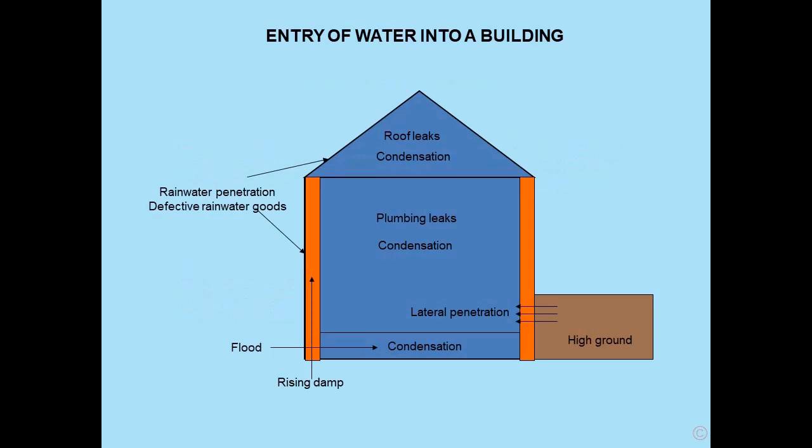How does water get into a house and where? Very commonly: roof leaks, condensation, plumbing leaks, condensation in the main part of the property, lateral water penetration from high ground levels, flooding, subfloor condensation, rising damp, defective rainwater goods, rainwater penetration from the outer fabric of the building. Indeed, all those sources of water are unwanted.